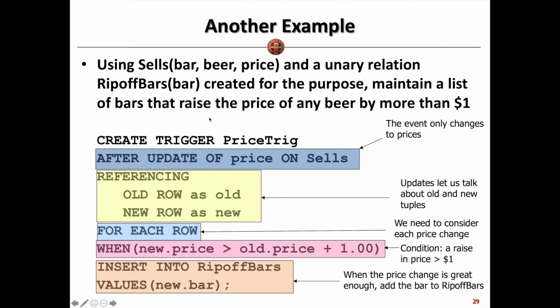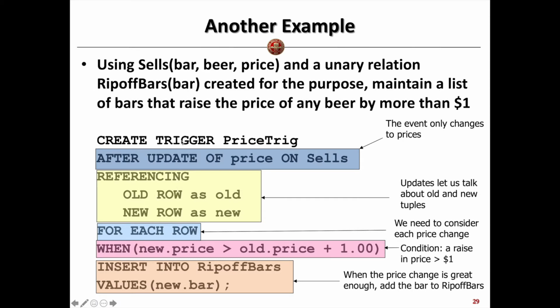It provides both an event, right? It means raise the price. In other words, it updates the price. And the condition is raise the price by more than $1, right? So the event is raise, the condition is more than $1, as well as the action we want to do, which is to create a new relation, right? And also add these bars into this new relation. And therefore, we can create a trigger as shown below.